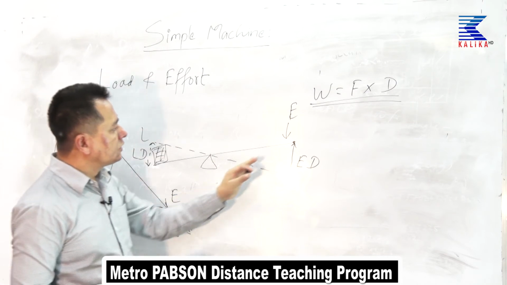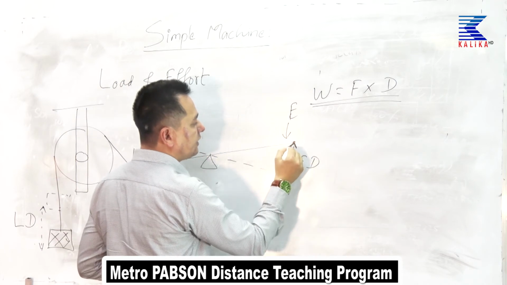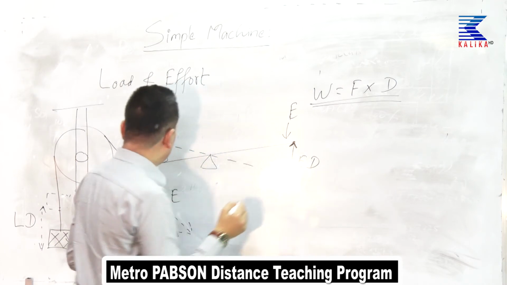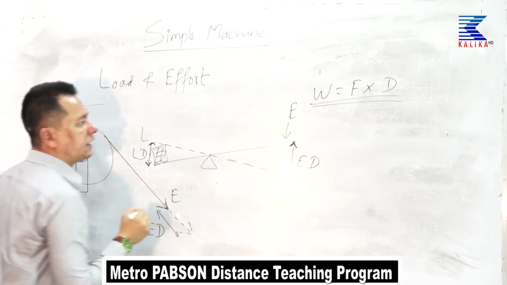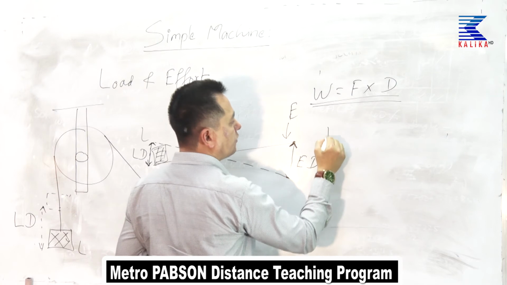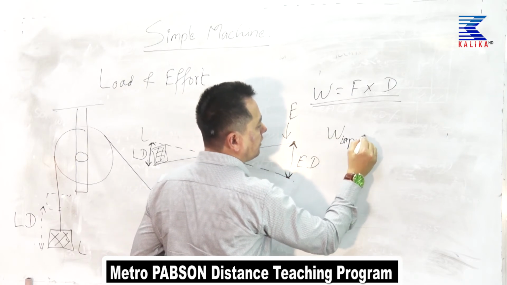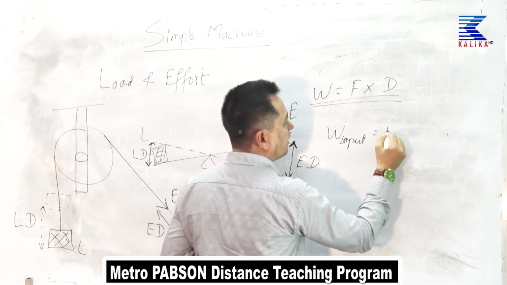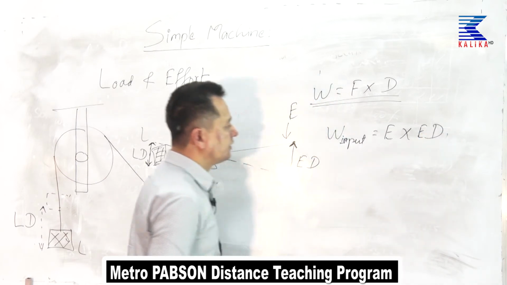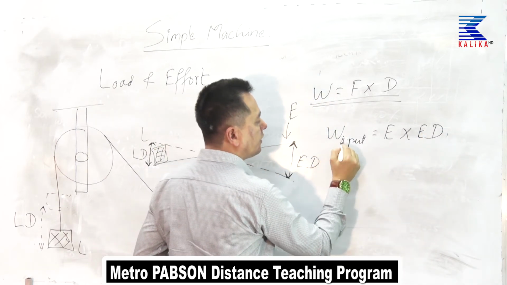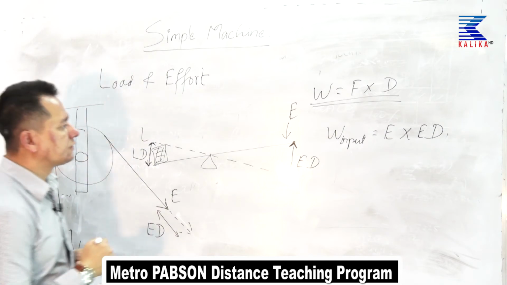Force into distance. So this is the distance traveled by effort. Similarly, this is the distance traveled by load. Now, input work is effort times effort distance. Input work means work done by effort.